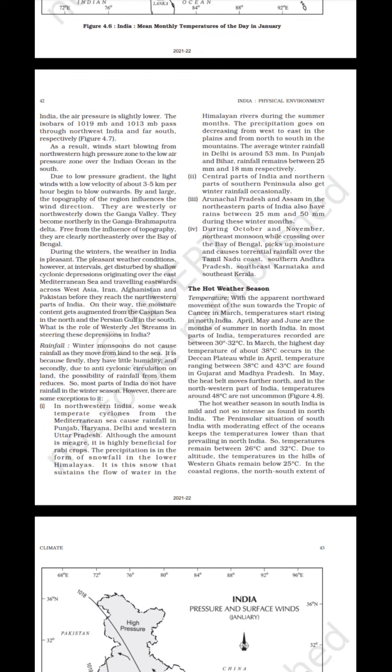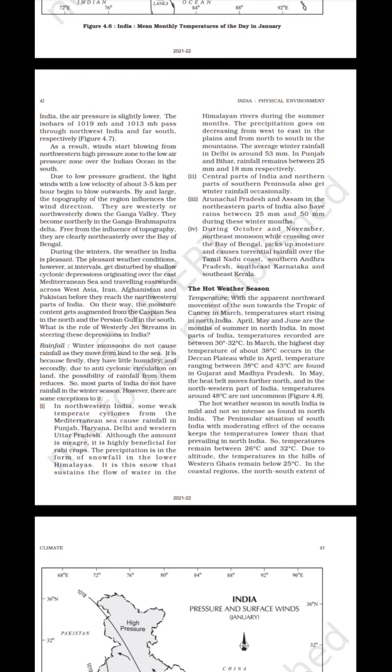By and large, the topography of the region influences the wind direction. They are westerly or northwesterly down the Ganga valley. They become northerly in the Ganga Brahmaputra delta. Free from the influence of topography, they are clearly northeasterly over the Bay of Bengal. During the winters, the weather in India is pleasant.